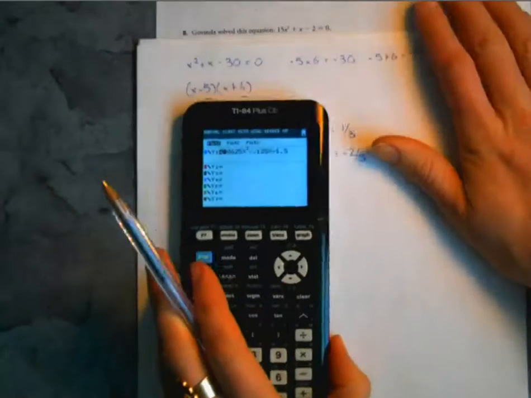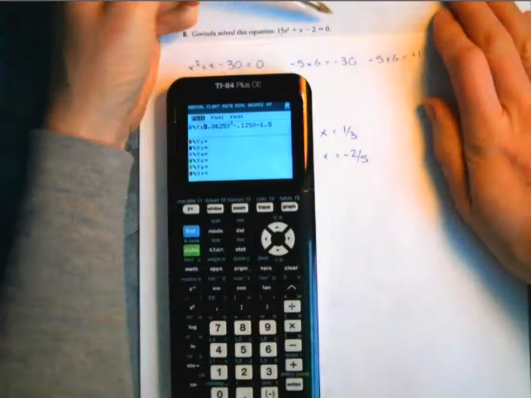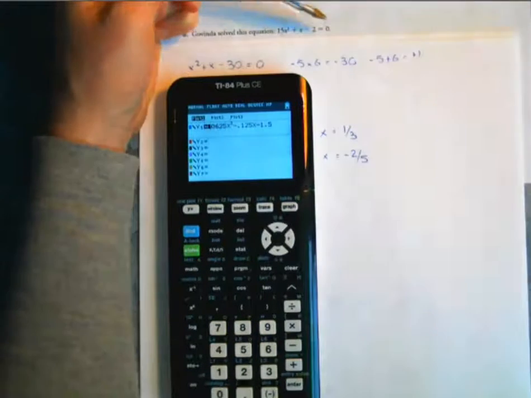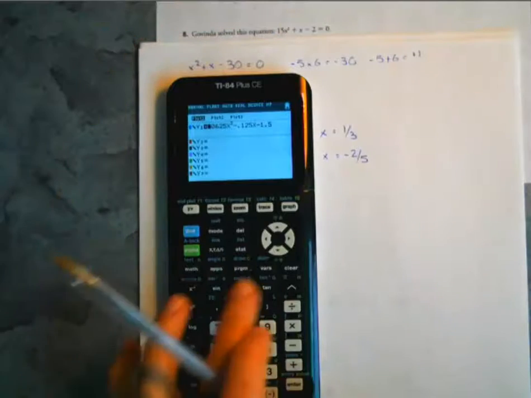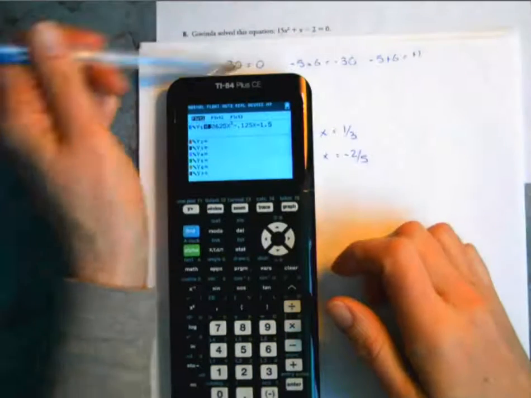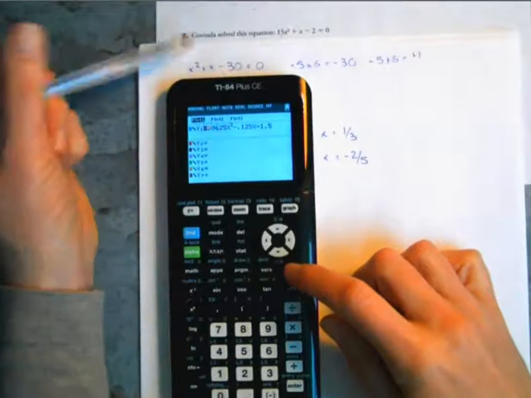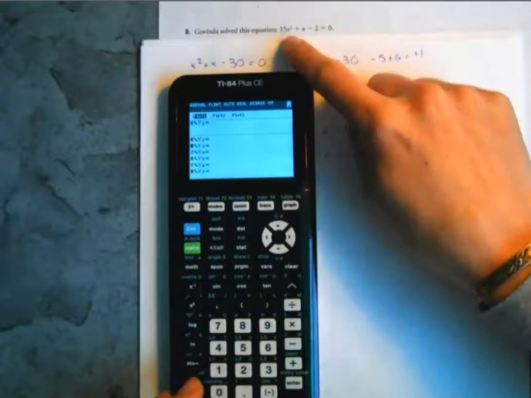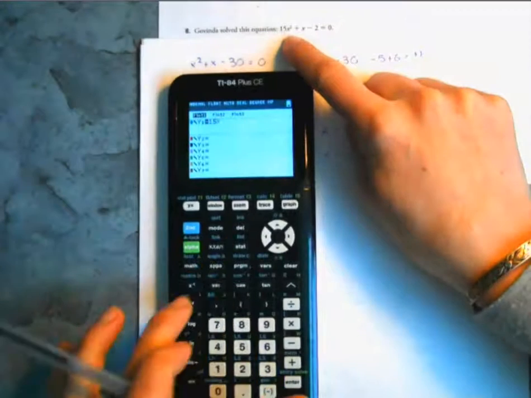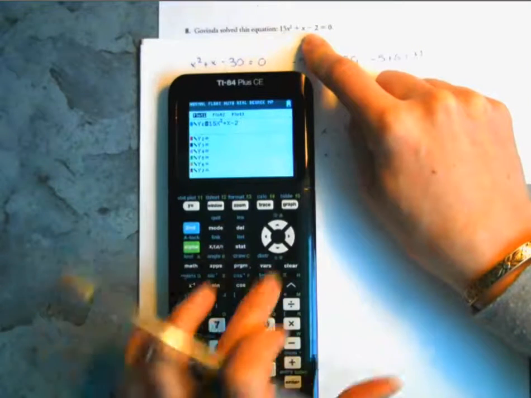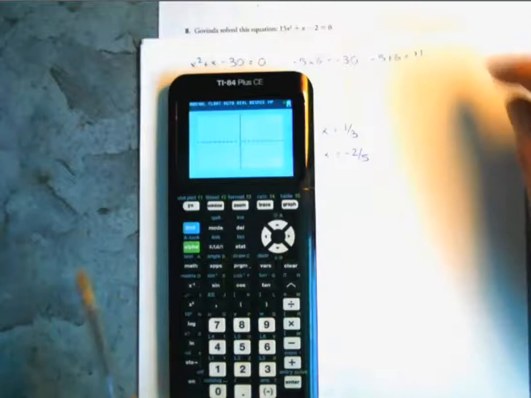So with this one, because your original equation was set equal to 0, you do want to use your original equation. You don't want to use the one that you modified here, because that's not going to give you a fully accurate answer, especially if you made a mistake there. So we're going to go 15x squared plus x minus 2, and then we'll go to our graph.